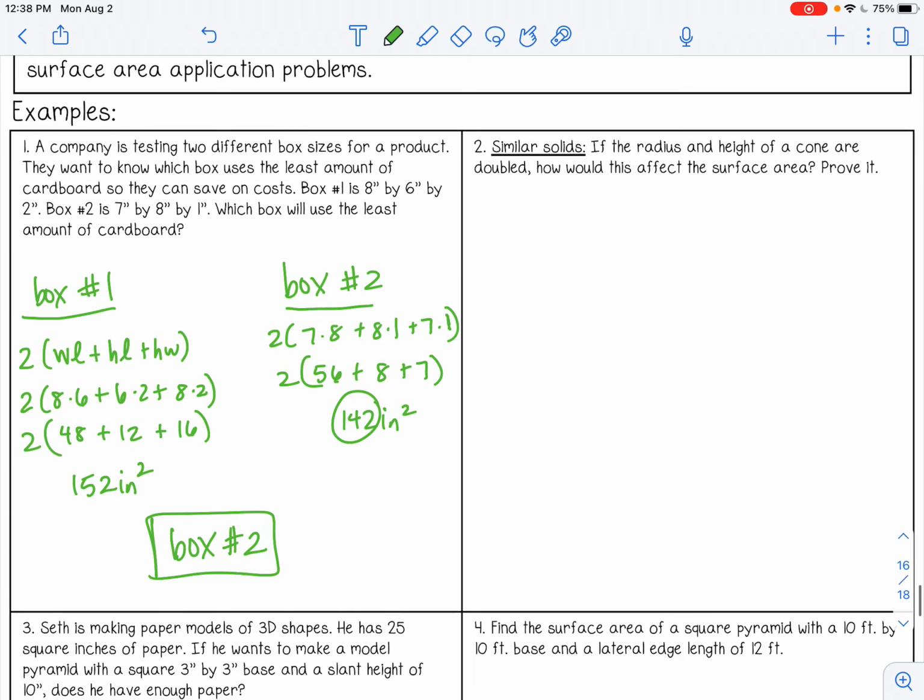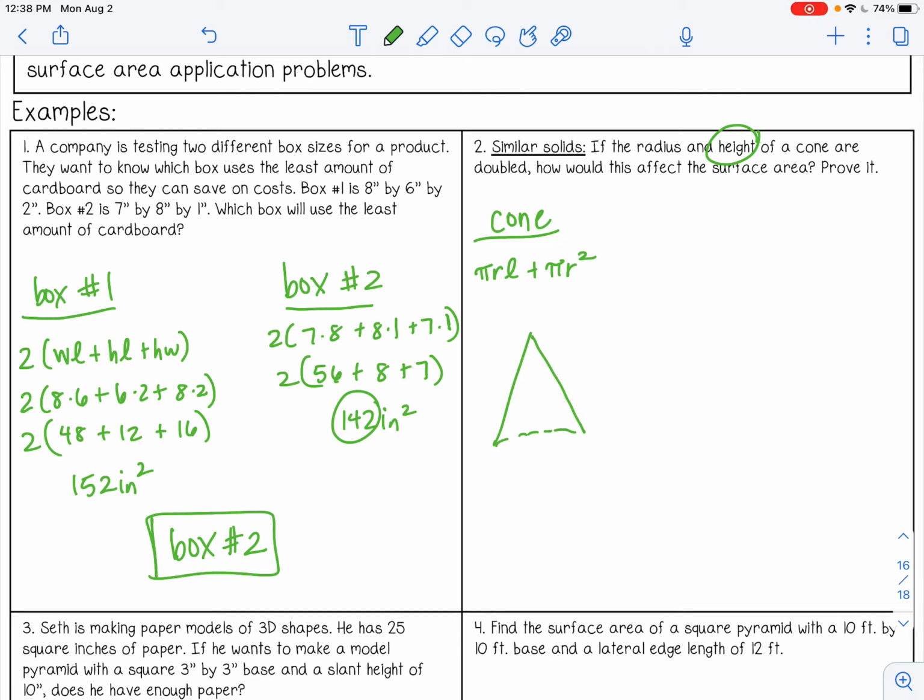All right, number 2, the radius and height of a cone are doubled. How would this affect the surface area? Prove it. Well, let's just make up a cone. This is going to be the original cone. And remember, the formula for a cone is pi r L plus pi r squared. Now be very careful, because the height that it's talking about is not the same thing as the slant height.